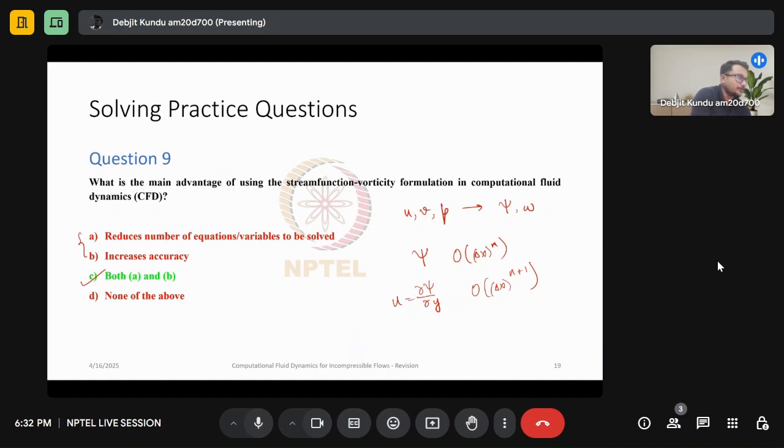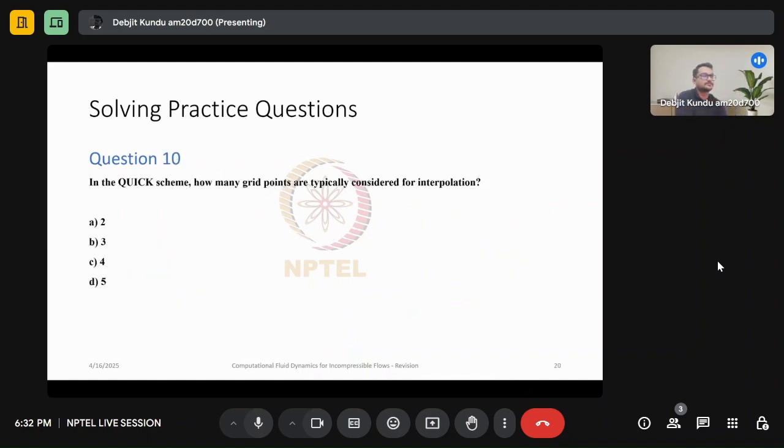Okay, moving on to the last question of today's session, which is asking us in the QUICK scheme, how many grid points are typically considered for interpolation? Is it option A 2, option B 3, option C 4, or option D 5?